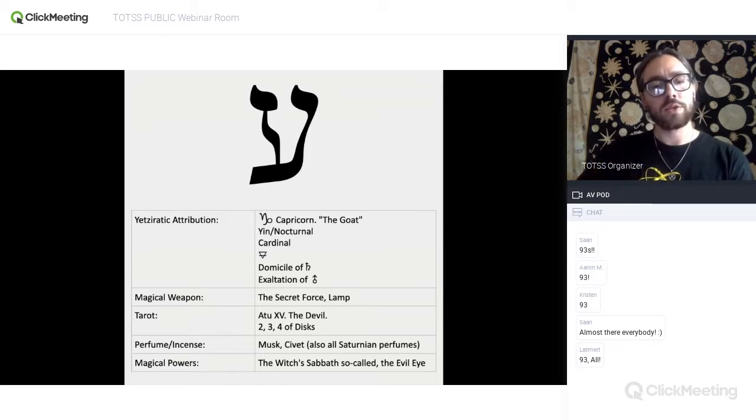Right, so its Yetziratic attribution is to Capricorn. You'll see a lot of variation, I don't know why, but more than any other zodiac sign, you'll see more variation with the Capricorn glyph. Though usually you'll have something kind of resembling a V with a sort of looping shape connected to it. Though again, I'm sure you've all seen variations there.